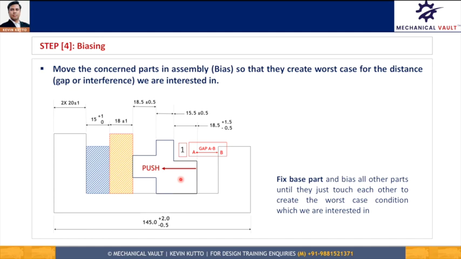Now, in the fourth step, we bias all small containers in such a way that they end up touching each other and create the worst case for my objective. In our case, we have fixed a big container here and then moved all the smaller containers towards the left until they touch each other and can't move anymore, and that creates a gap in which I want to place my fourth container. This process of moving the parts in a defined manner is called biasing.